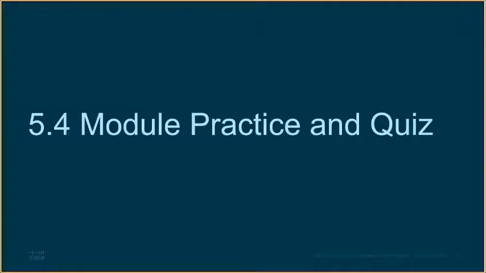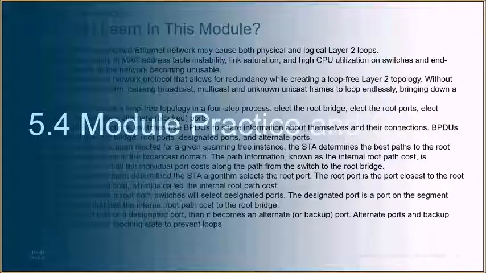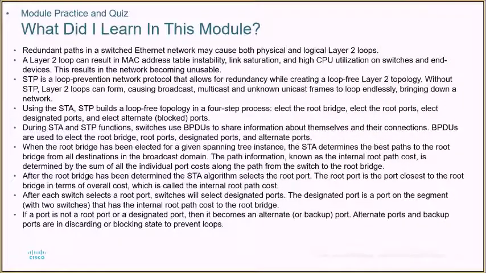Okay, so we've hit the end of the topic now. It's a bit of a recap. Redundant paths in a switched Ethernet network may cause both physical and logical Layer 2 loops. A Layer 2 loop can result in MAC address table instability, link saturation, and high CPU utilization in switches and end devices. This results in the network becoming unusable.